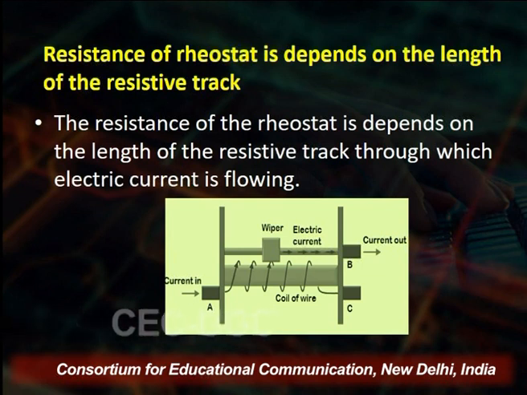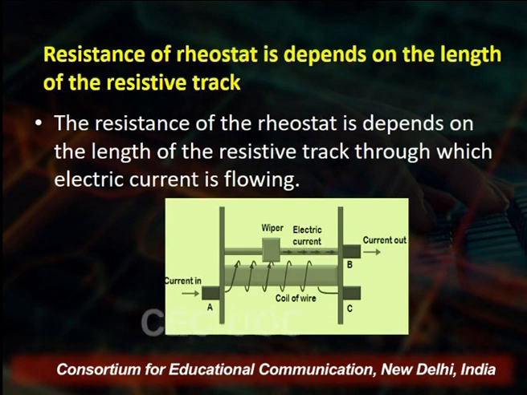You are seeing on the screen that on the left hand side there is a current in, represented by the node A, and C is the coil of the wire around the ceramic arrangement, and on the right hand side we have the ground, current out. You can see here there is a wiper above the coil of the wire, and the electric current is adjusted by moving this wiper. So this is the basic arrangement of the rheostat.